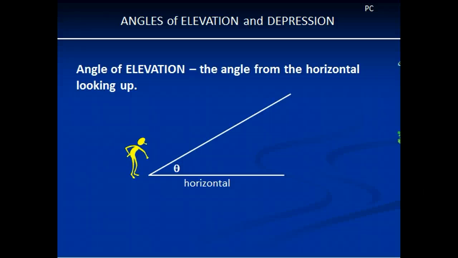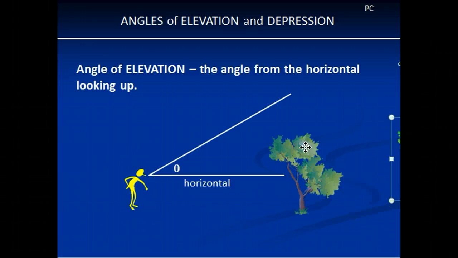Okay, let's take a minute to talk about angles of elevation and depression. An angle of elevation is the angle from the horizontal looking up. So if you are standing on the ground, then the ground is the horizontal, or if there's a building there or something similar, it's from the horizontal looking up. If the problem says it's from your eyes looking up from where the person is standing, then that eye level becomes the horizontal.